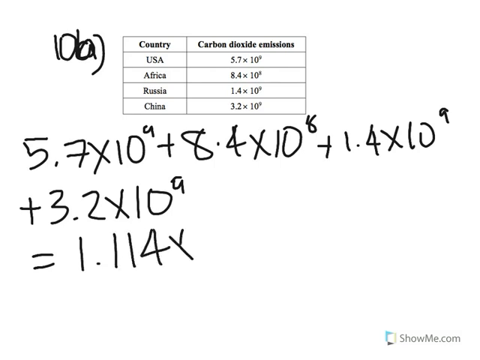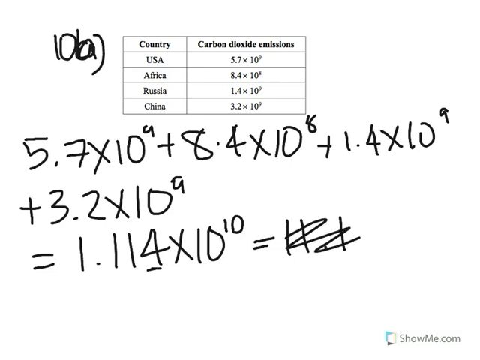1.114 times 10 to the power of 10. But if you want it in 3 significant figures, look at the fourth digit, and in this case it's lower than 5, so it becomes 1.11 times 10 to the power of 10. And that is the total.